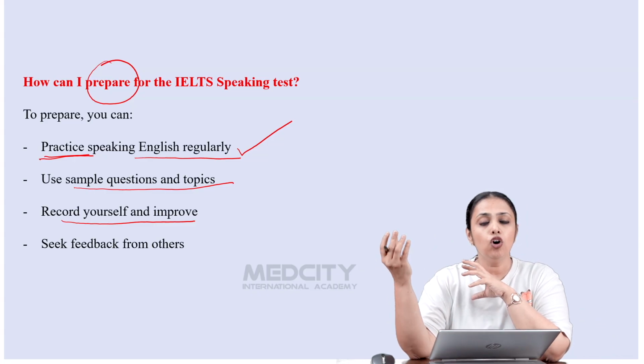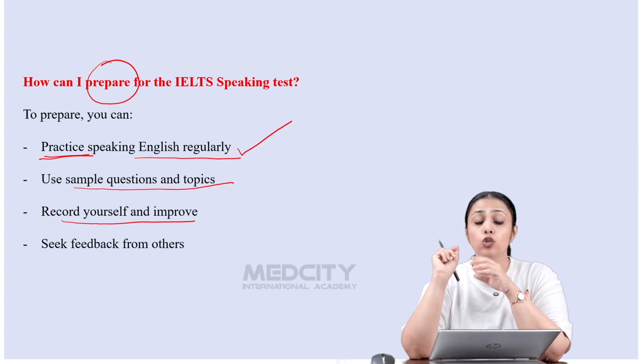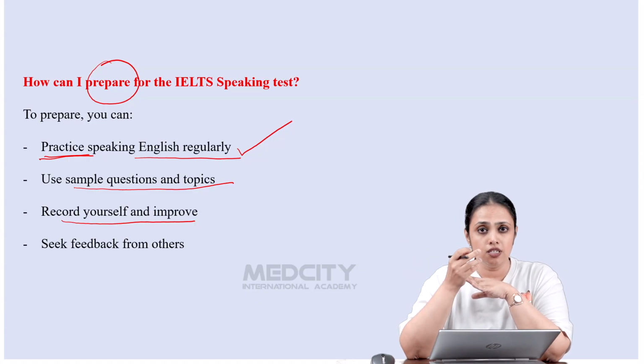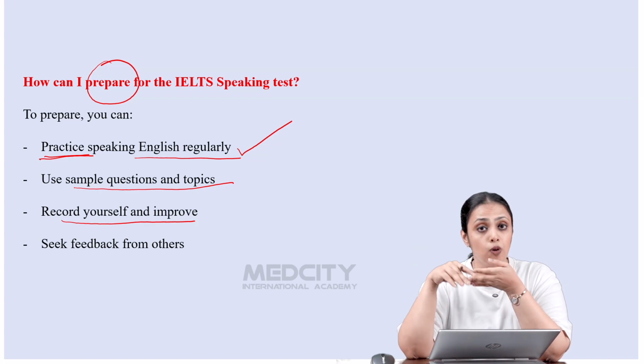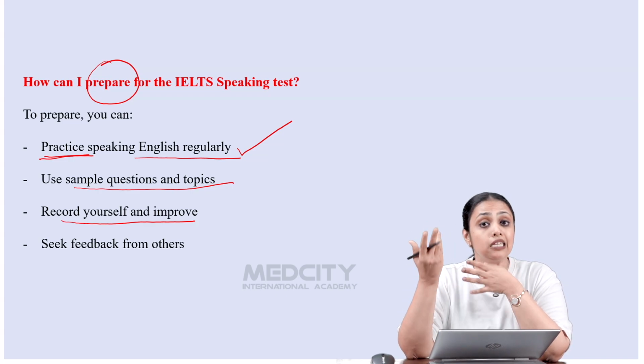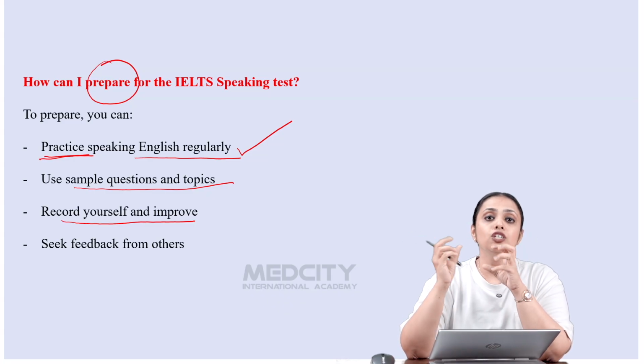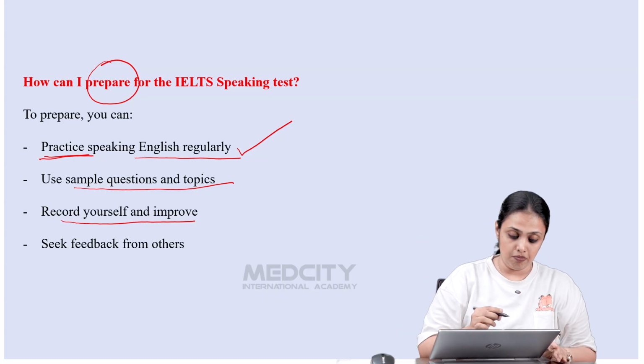Now, when you play back the audio and compare it with assessment criteria, you'll be able to identify the mistakes that you've made. Maybe you lack fluency. There were a lot of hesitations and pauses in between, or you're repeatedly using the same words. So you can compare and you can judge on your own. That is a good method.